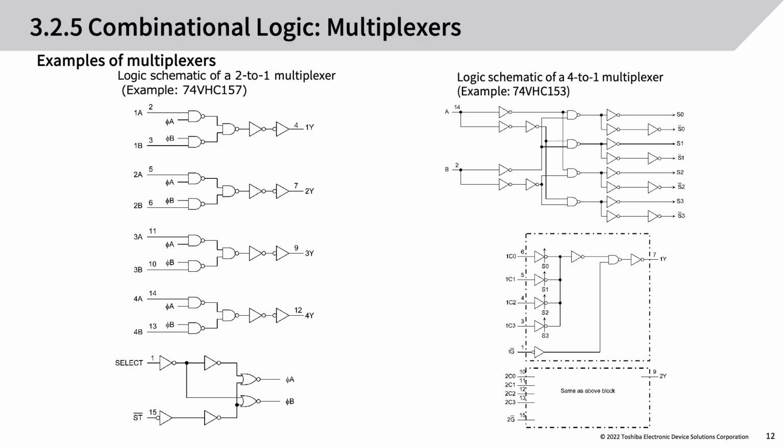Logic schematic of a 2 to 1 multiplexer is shown below using 74VHC157 as an example. Logic schematic of a 4 to 1 multiplexer is shown below using 74VHC153 as an example.